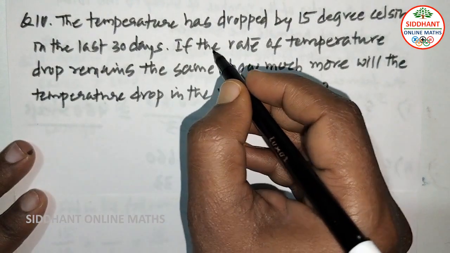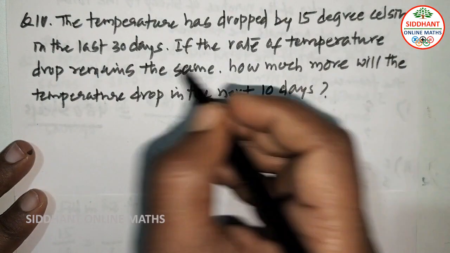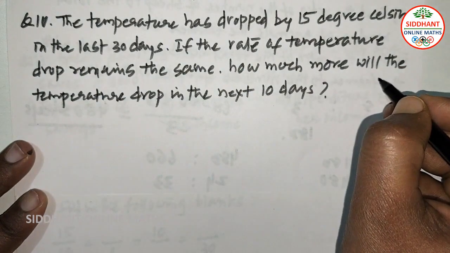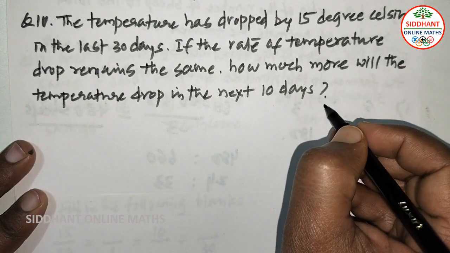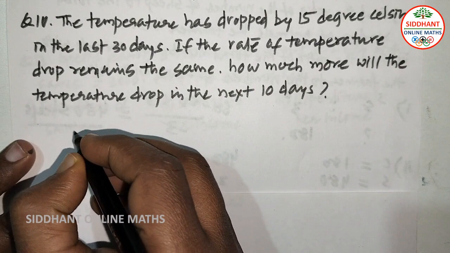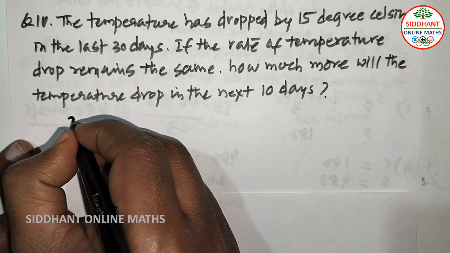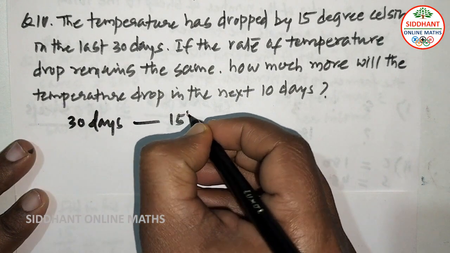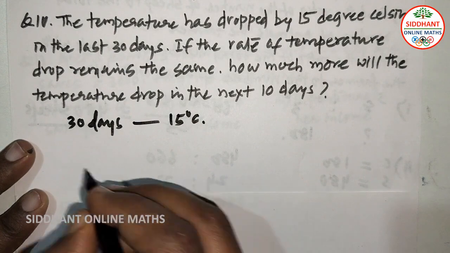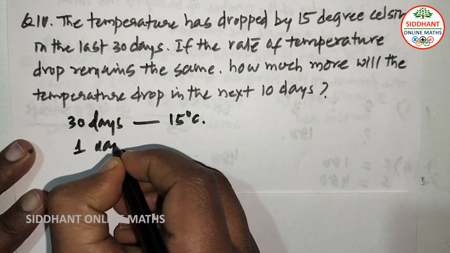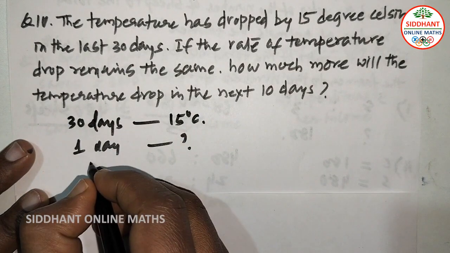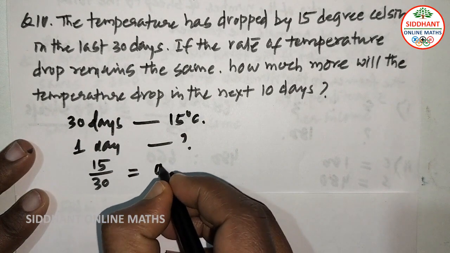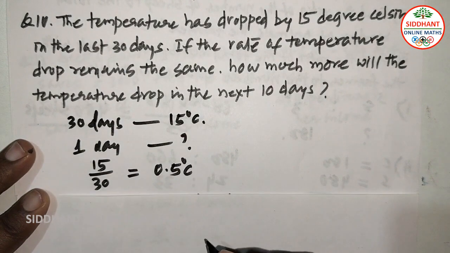Question number 10. The temperature has dropped by 15 degrees Celsius in the last 30 days. If the rate of temperature drop remains the same, how much more will the temperature drop in the next 10 days? So here for the last 30 days, 15 degrees temperature has dropped. That means per one day, how much it has dropped? That means 15 by 30, that will be 0.5 degree Celsius.